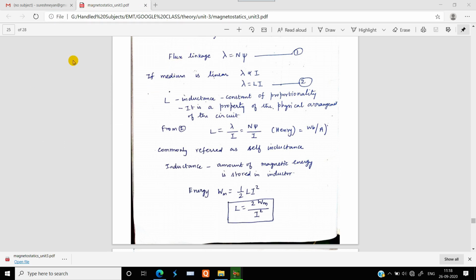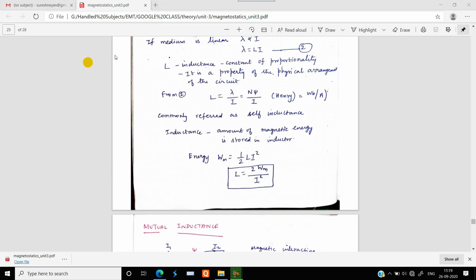This particular inductance is going to be termed as a self-inductance. Normally the inductance is going to be the amount of magnetic energy that is stored in the inductor. So the energy stored in the inductor, or in a magnetic field, is going to be half L I squared. So from this equation also, if you represent this inductance in terms of magnetic energy, then L equals 2 Wm divided by I squared, by rearranging this equation.